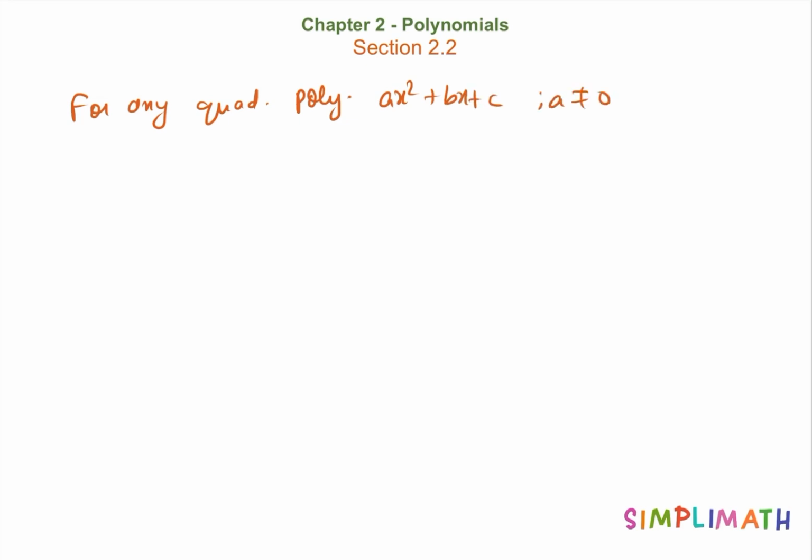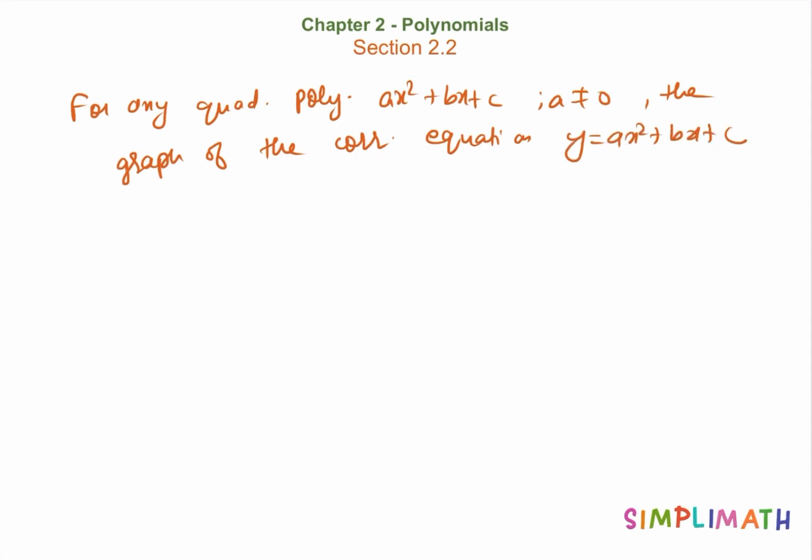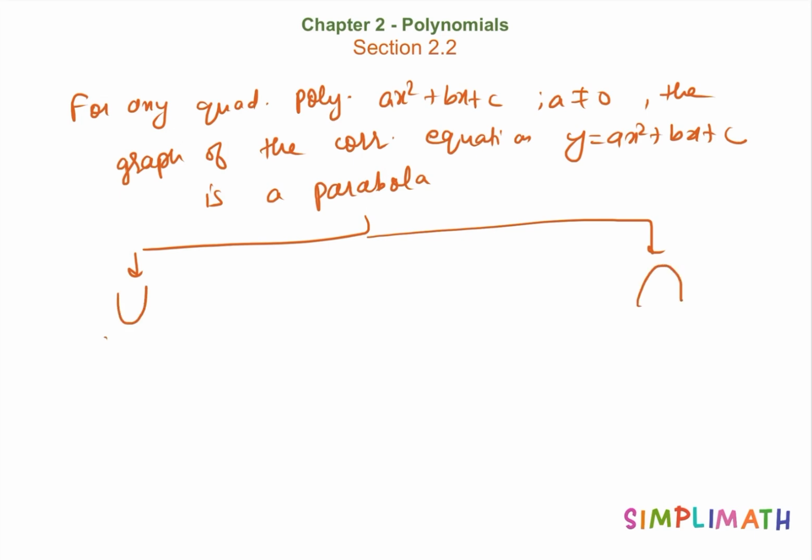Let's generalize that for any quadratic polynomial ax square plus bx plus c, where a is not equal to 0. The graph of the corresponding equation y equals ax square plus bx plus c, what is it? Like I have said before, it is a parabola. And a parabola can be of two types. It can be of this shape or of this shape. That means it can be either open upwards or open downwards.